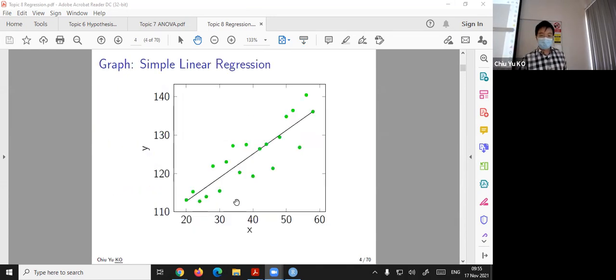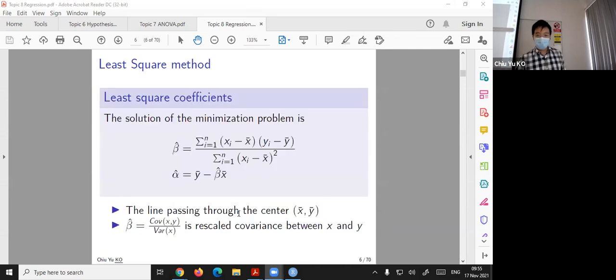And what is this least square line? It turns out to be this formula. To get this formula requires some calculus, which we will not do.